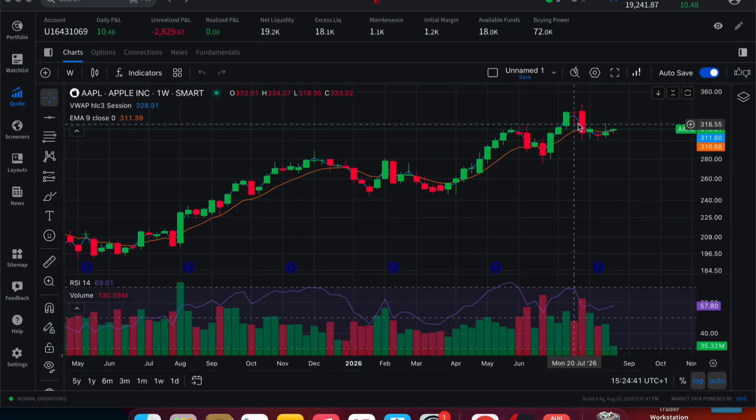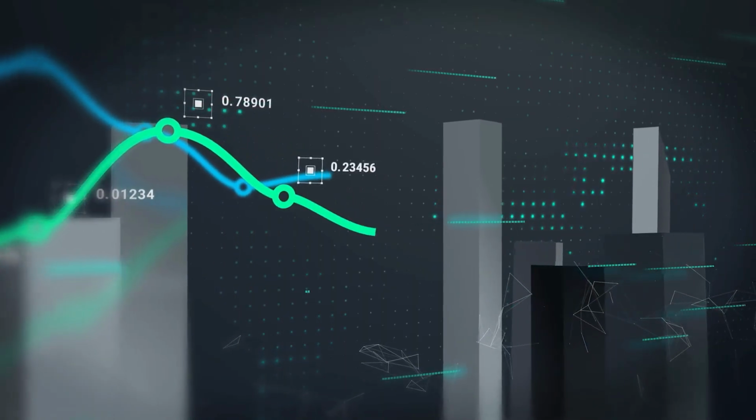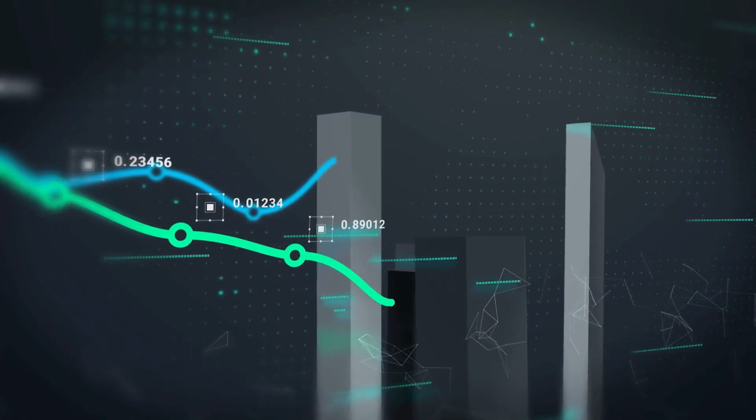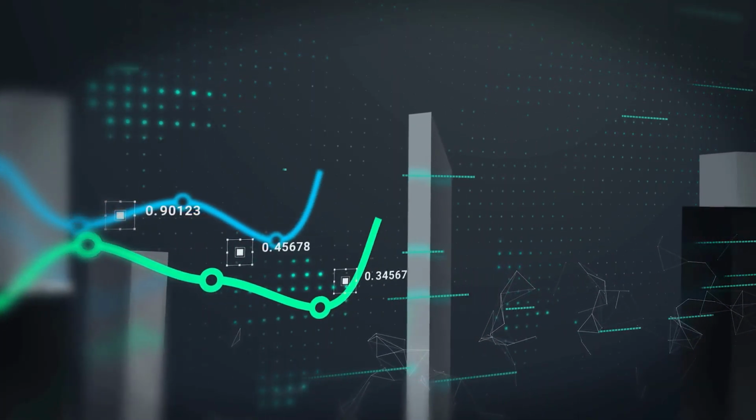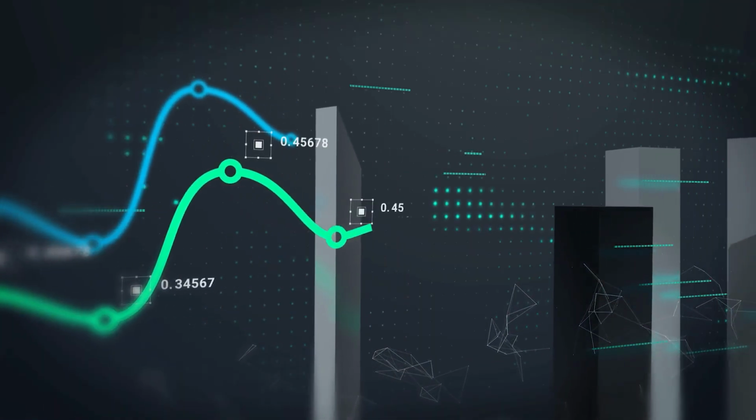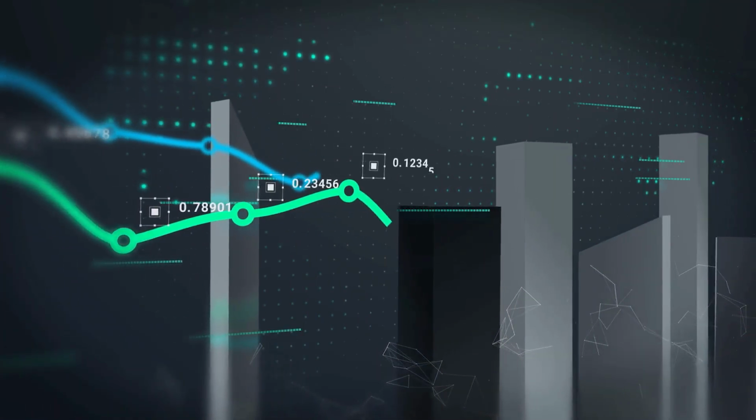Next, let's look at trends. When prices are generally moving higher over time, that's called an uptrend. When prices are moving lower, that's a downtrend. Sometimes prices move sideways without a clear direction. Understanding the trend can help you understand what the market has been doing.